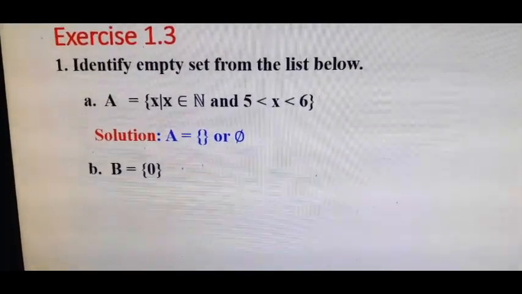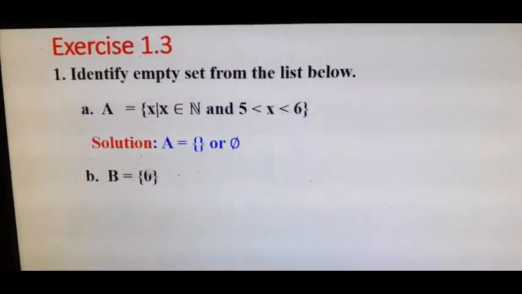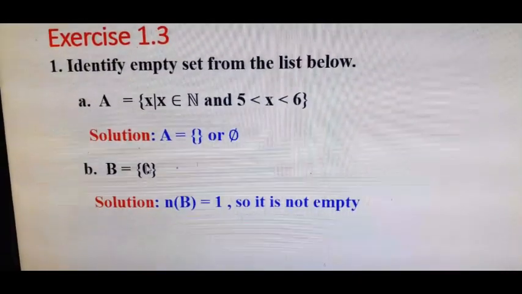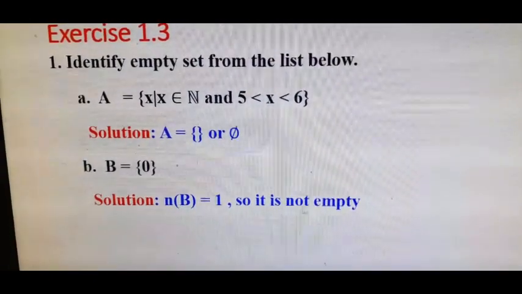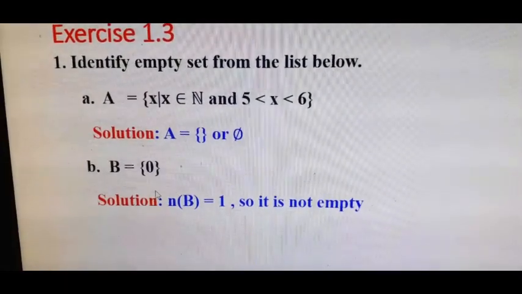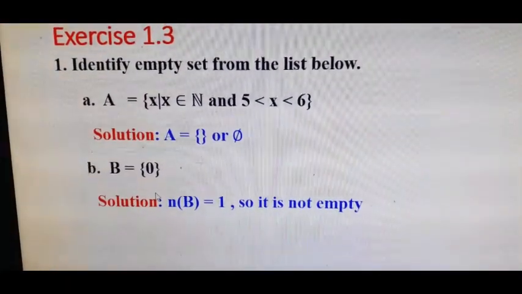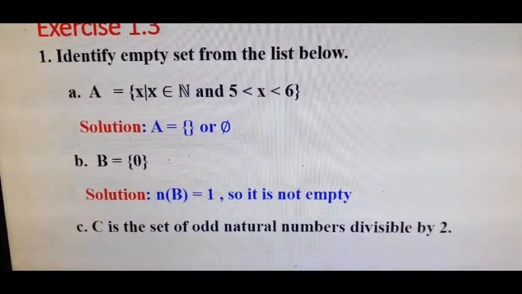B is a set that contains 0. This is not empty. It contains the element 0. The number of elements of set B is 1, so it is not empty.